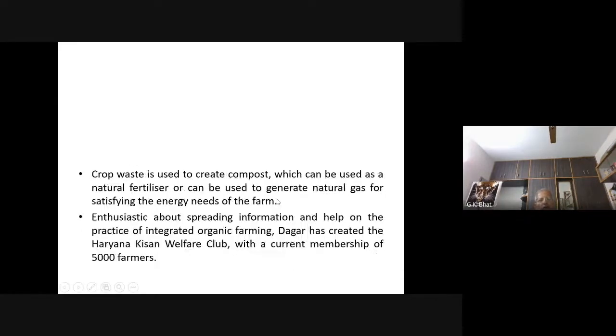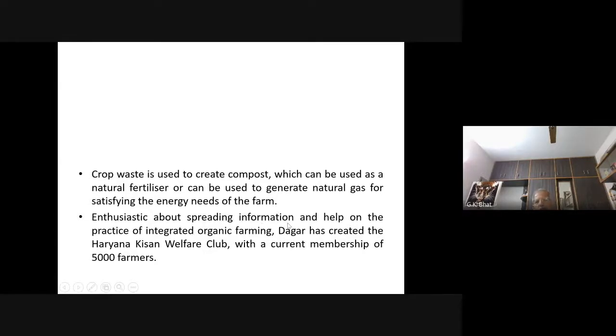Including its urine. Crop waste is used to create compost, which can be used as a natural fertilizer or can be used to generate natural gas. You know, cow dung is used to get that gas for cooking purpose, lighting purpose, etc. What you call biogas, gobar gas. So it generates natural gas for satisfying the energy needs of the farm.